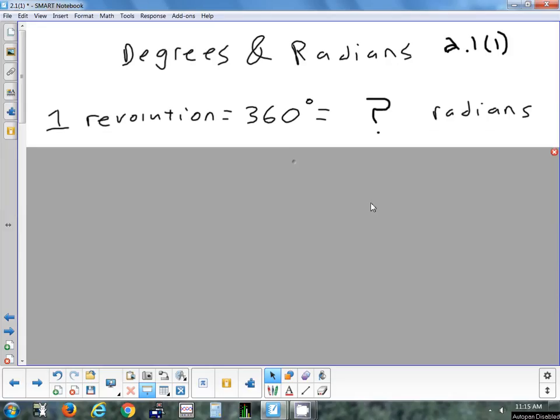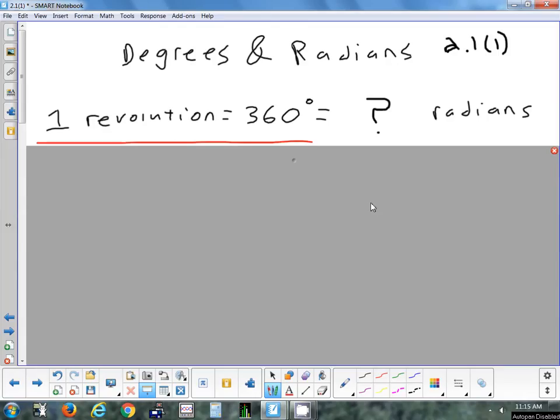So as we go through the lesson, that's the big question we need to answer. We know that in one revolution, that's 360 degrees. But the question is, how many radians is that? Knowing that right there would allow you to convert between revolutions and degrees very simply.